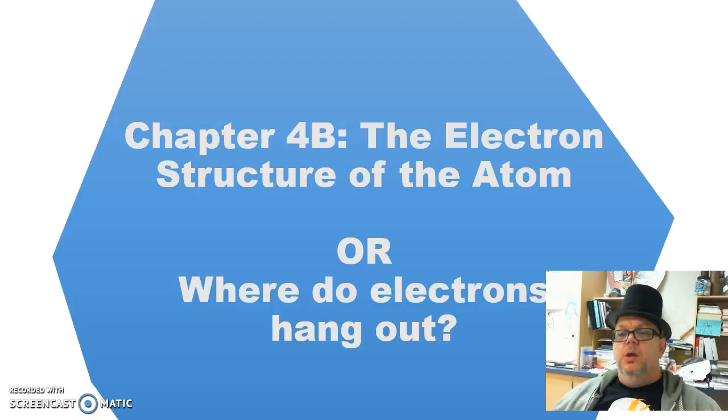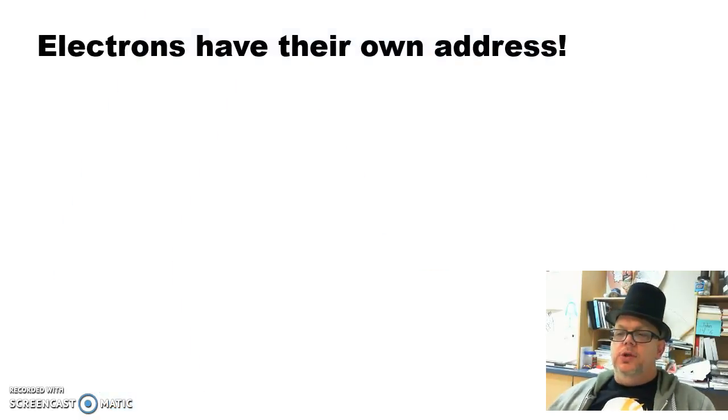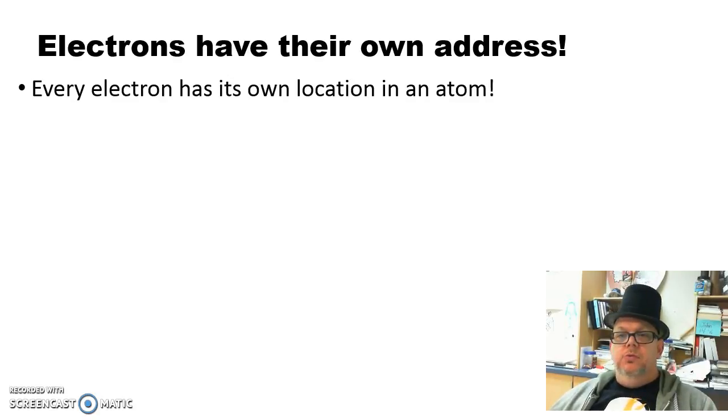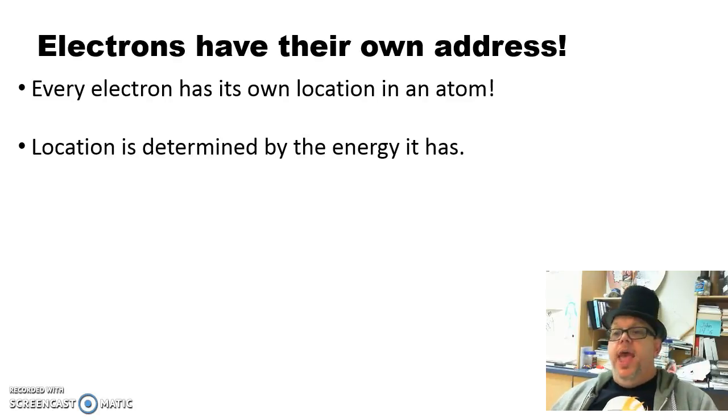Okay, we're in the second half of Chapter 4, the electron structure of the atom. Or, hey, where do the electrons hang out? Great question. Well, electrons, in fact, have their own address. Every electron has its own location in the atom. We didn't worry about that so much in biology or physics, but in chemistry, it's like real estate. Location, location, location. And the location of the electron is going to be determined by how much energy it has. An electron that's got lots of energy isn't going to have the same location as the others.